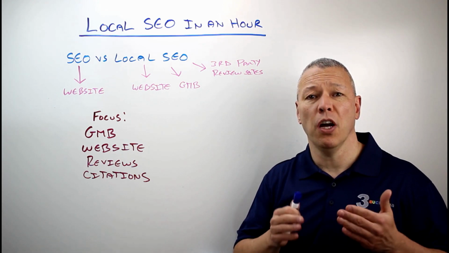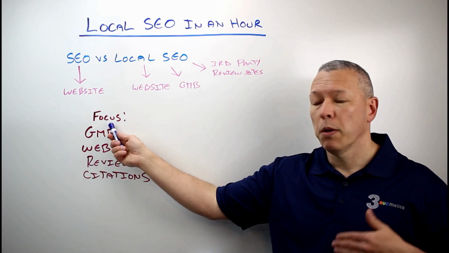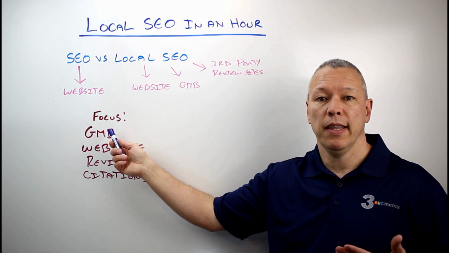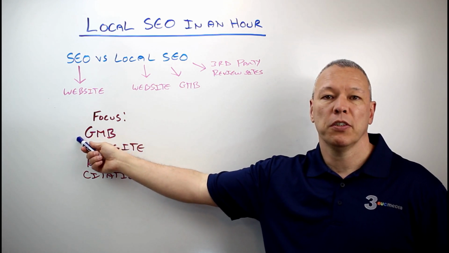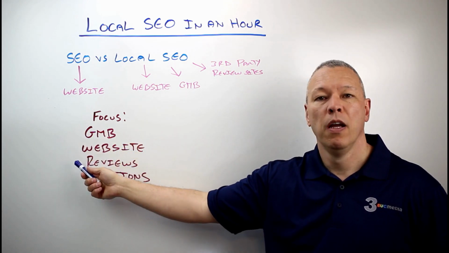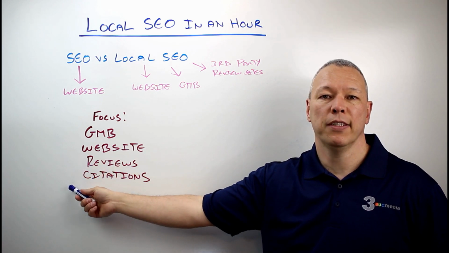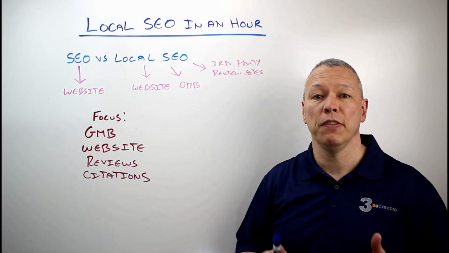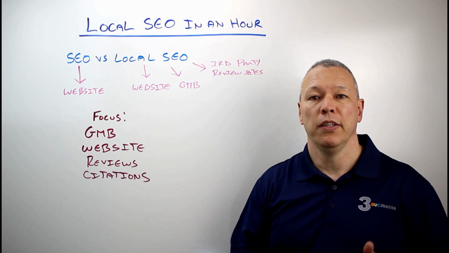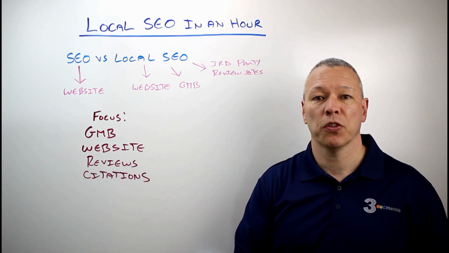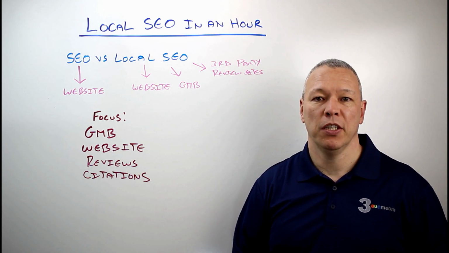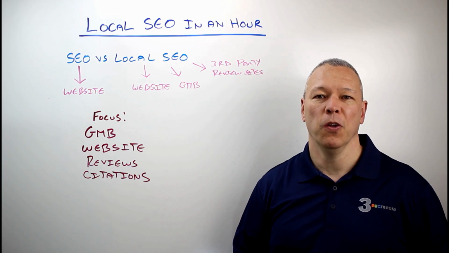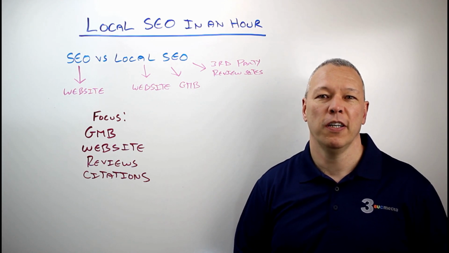Now, for the purposes of this course, we're going to break it down into 4 key things: your Google My Business listing, your website, online reviews, and citations. So we're going to cover each of these in separate videos in this course, and by the end of this course, you'll have a solid foundation on how to do your own local SEO. So let's get started and jump right in.